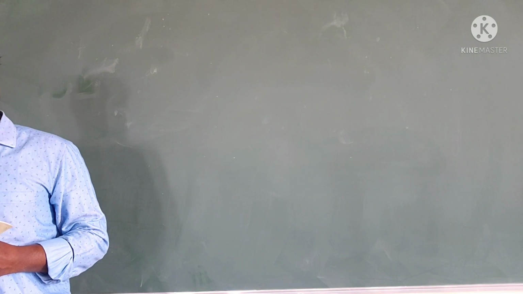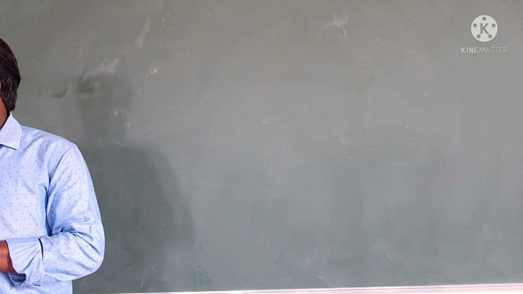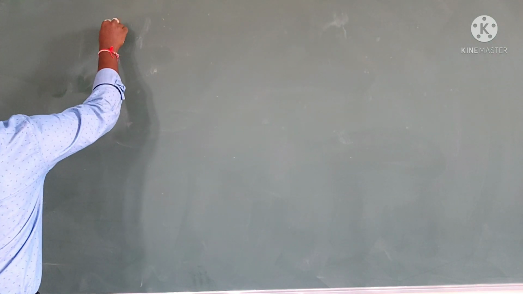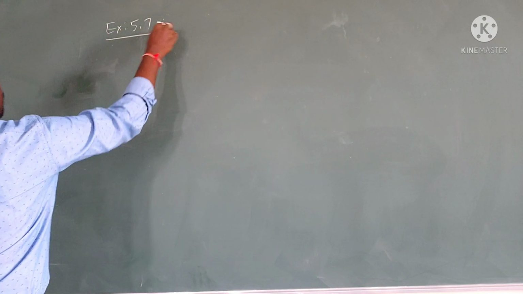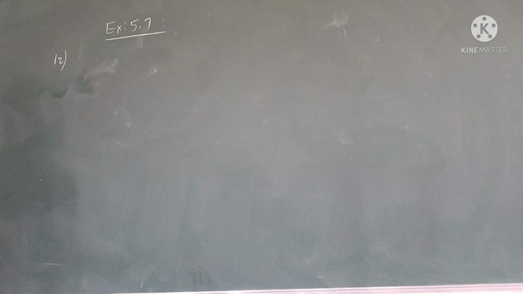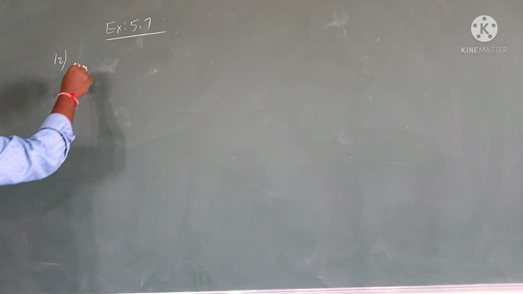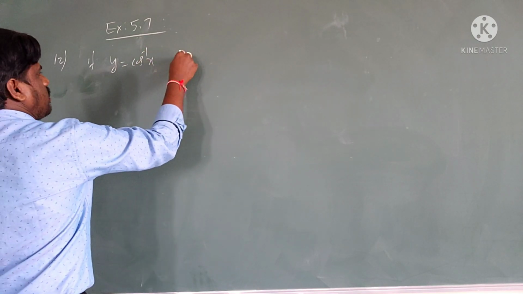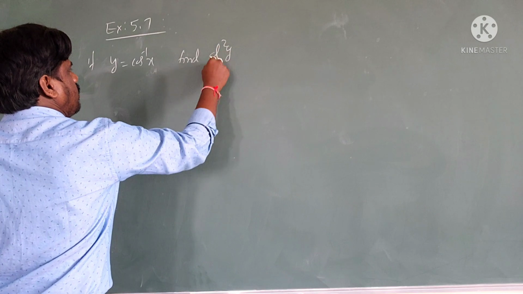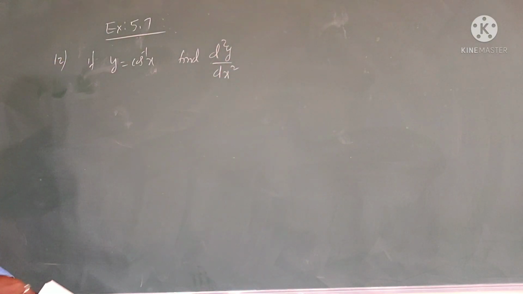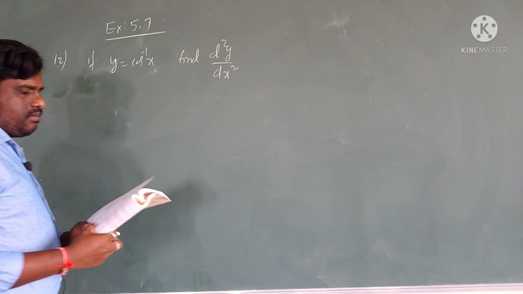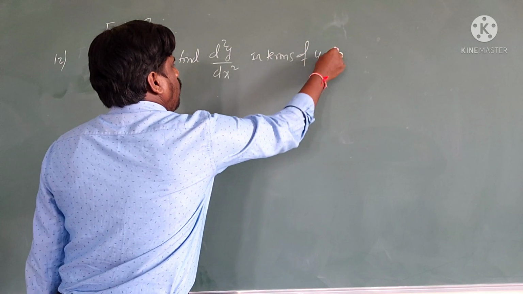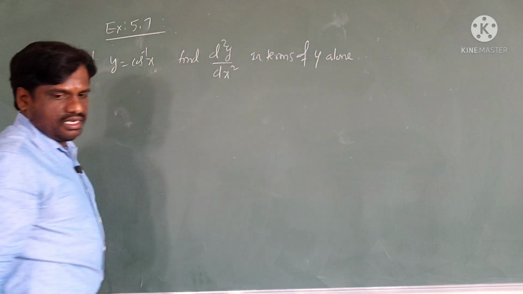And now we are discussing exercise 5.7 question number 12 onwards. What is the question they have given? Here, if y is equal to cos inverse x, find d2y by dx square, d square y by dx square, in terms of y alone. So you have to find in terms of y.